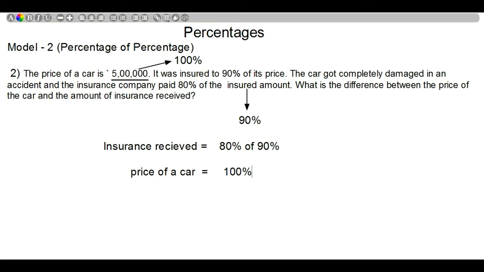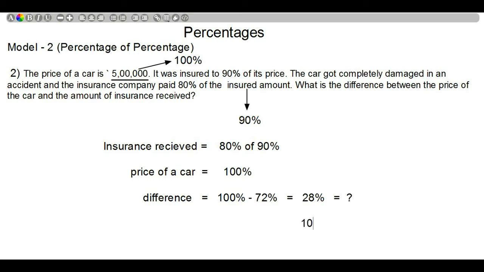Generally some students commit a mistake here by taking the difference as price of the car 100% and amount of insurance 80%. So 100 minus 80, 20% is the wrong calculation, because insurance received is only 72% but not 80%. And the price of the car, as we have taken, is equal to 100%. So we know that the difference between these two values will be 100% minus 72%, which is equal to 28%. Now this 28% is equal to what has to be calculated.